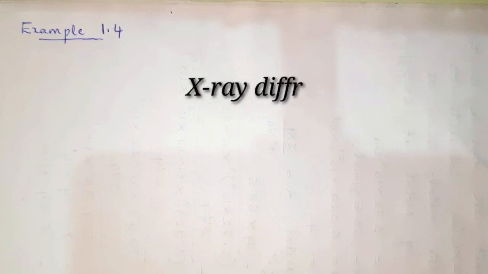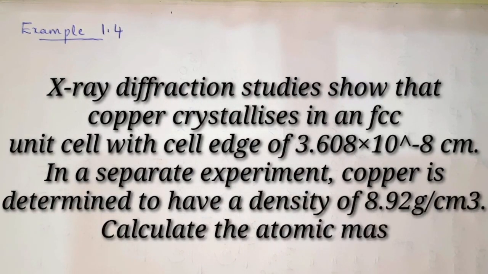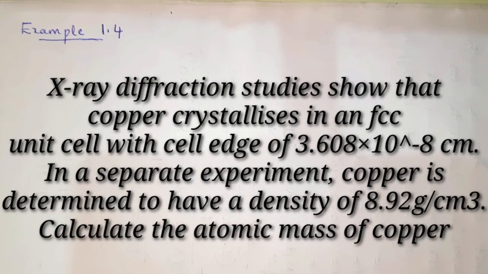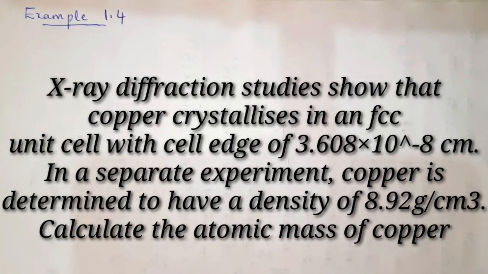The question is: X-ray diffraction studies show that copper crystallizes in an FCC unit cell with cell edge of 3.608 × 10^-8 centimeter. In a separate experiment, copper is determined to have a density of 8.92 gram per centimeter cube. Calculate the atomic mass of copper. So that is the question. First we'll write all the data given in the question.